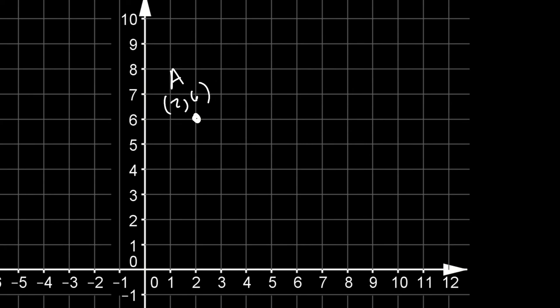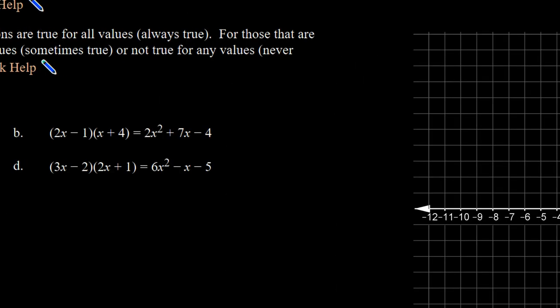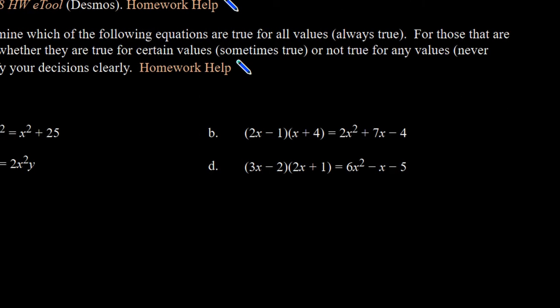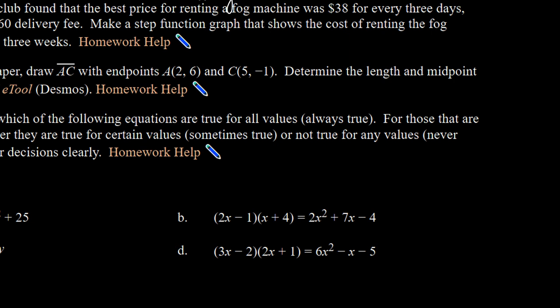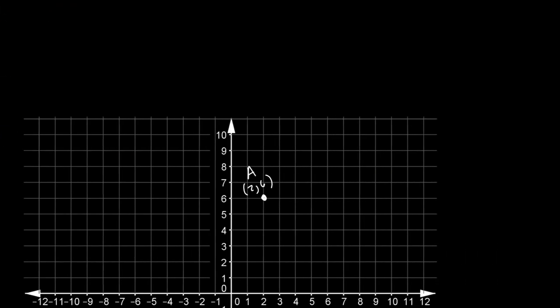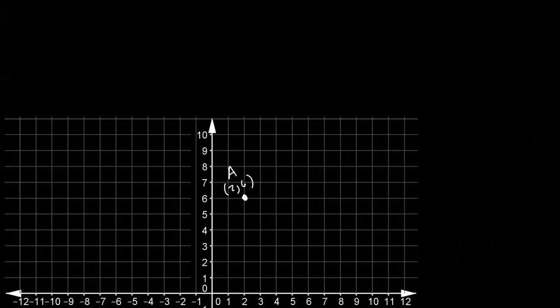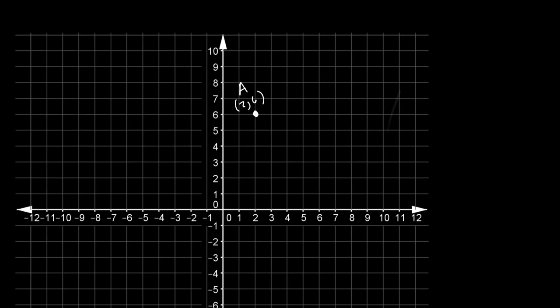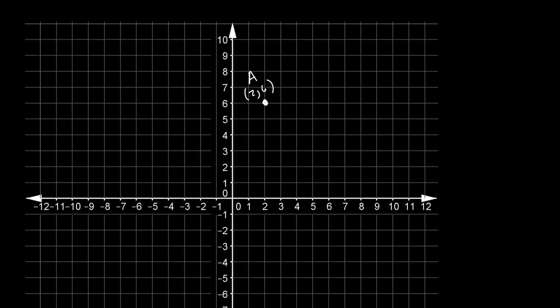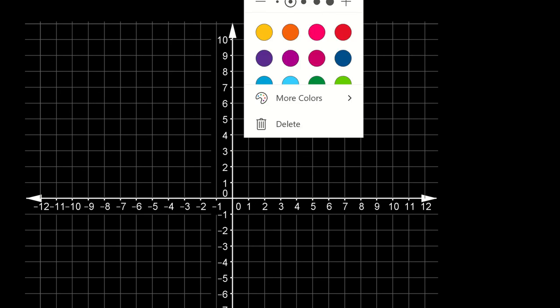And point C, does it say C? Was the other point C? C, so A is at 2, 6, and C is at 5, -1. Okay, so 5, -1. So I'll go over 5 and then down to -1. Whoops. Do I not have the pen on? There we go. 5.